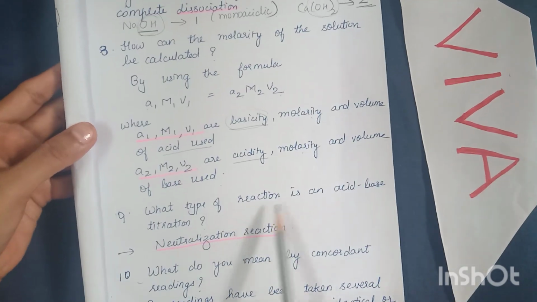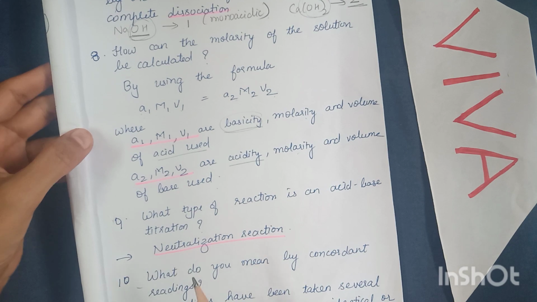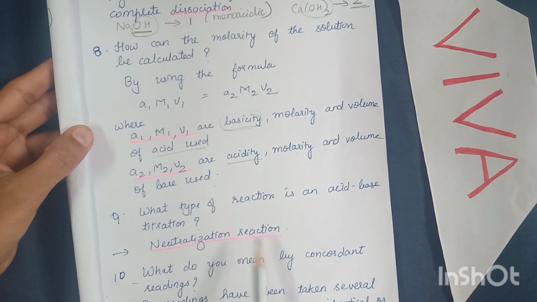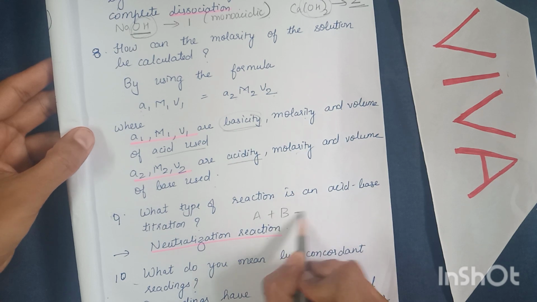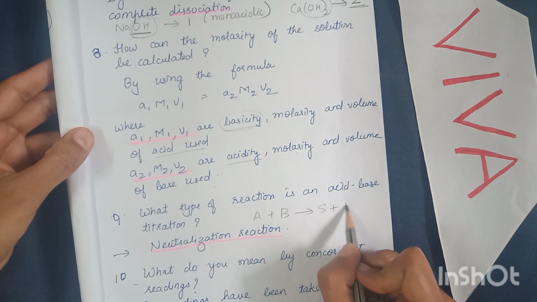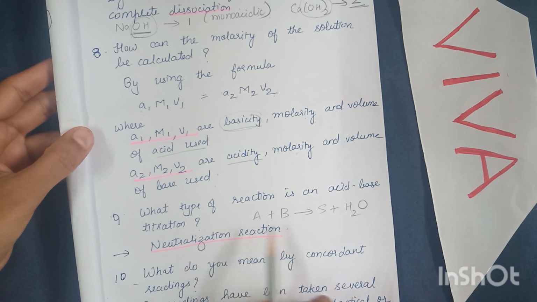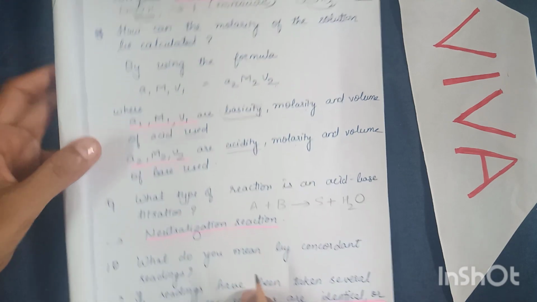What type of reaction is an acid-base titration? Acid-base titration is a neutralization reaction, because when acid reacts with base, you form salt and water. So this is a neutralization reaction.